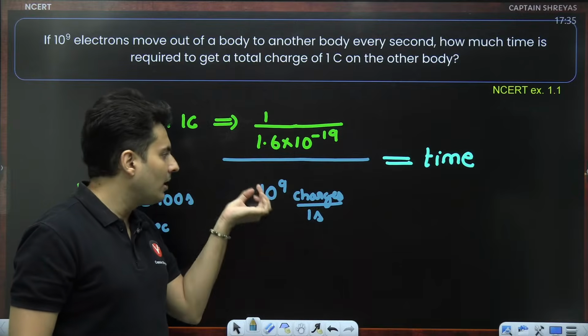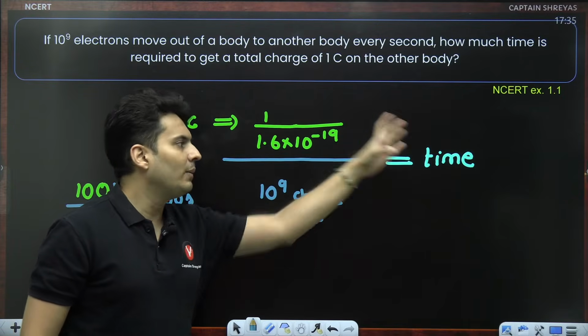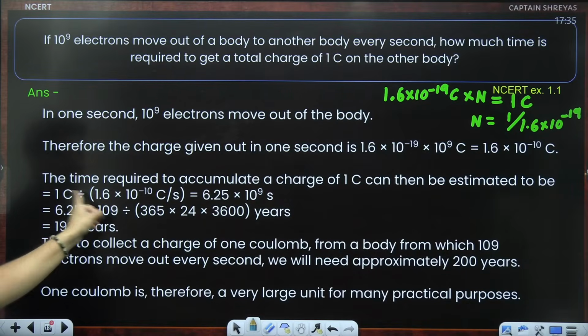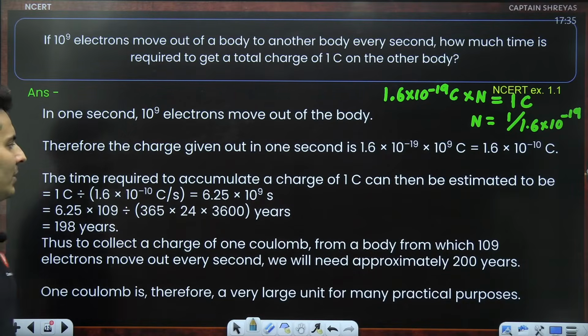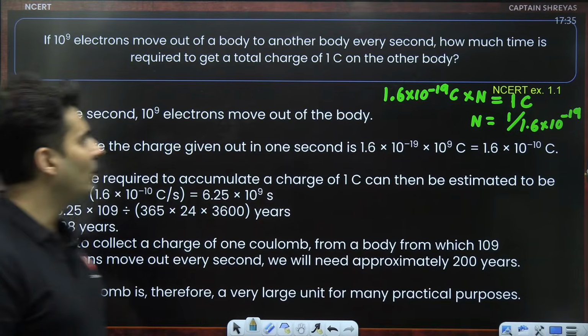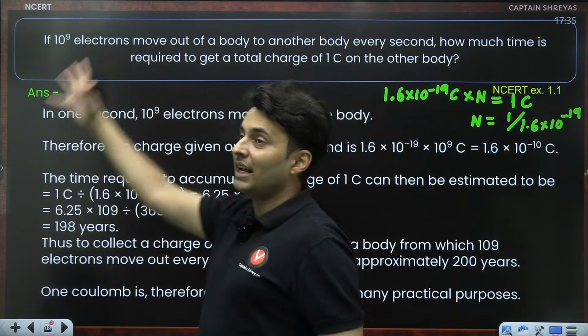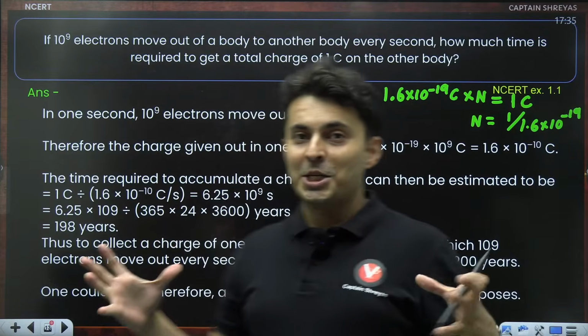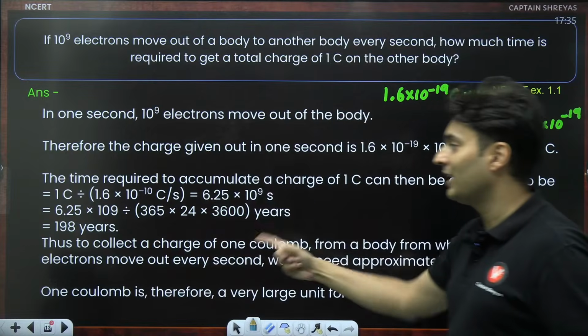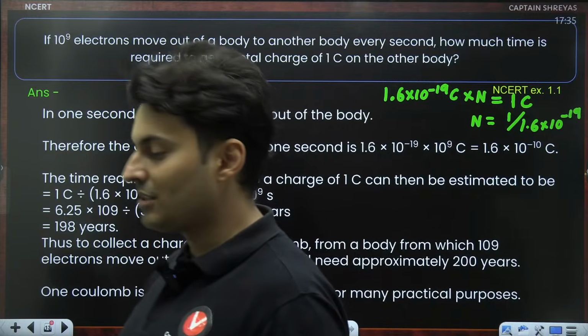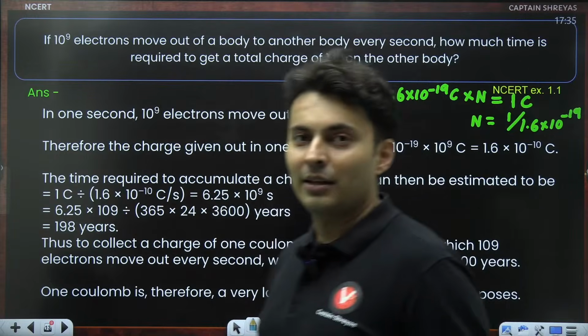Same way, this is a number. If I divide it with the number of charges per second, whatever I get will be basically the time. That's what they would have done. They would have divided this with this, so I will get basically the time, and it comes out to be 198 years. Guys, that's a long time. So just look at it. Even though 10 to the power 9 electrons seems like a big number, to get 1 Coulomb of charge, it is taking me 198 years. That means I need few generations for them to conduct this particular experiment.